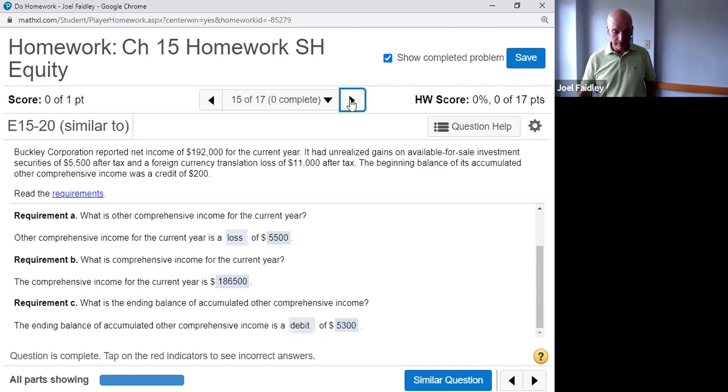What's comprehensive income for the year? Well, 186.5, that's your 192,000 minus your 5,500, right? Yeah, 192,000 minus your 5,500. The 5,500 is the 11,000 loss plus the $5,500 gain. What's the ending balance of other comprehensive income? It says the beginning balance was $200, right? If you put that in the T account, $200 credit.